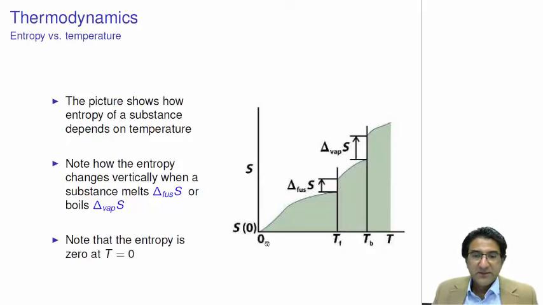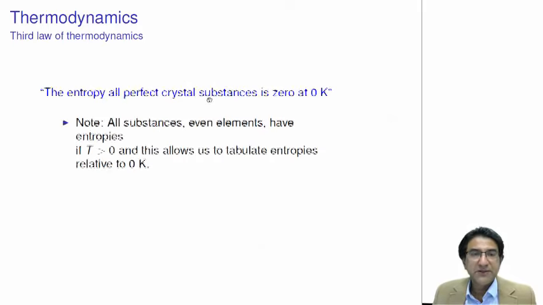Note that the entropy is 0 at temperature 0. That's important because it allows us, if we didn't know that it was 0 at that point, we wouldn't really know what the entropy was at any temperature. We have to tie the entropy down to a particular value at a particular place, and that's entropy 0 at T equals 0. That's important. That's called the third law of thermodynamics.